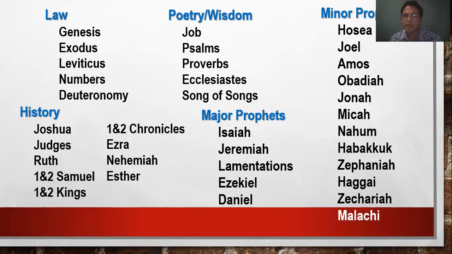And then followed by the major prophets: Isaiah, Jeremiah, Lamentations, Ezekiel, and Daniel. And the minor prophets: Hosea, Joel, Amos, Obadiah, Jonah, Micah, Nahum, Habakkuk, Zephaniah, Haggai, Zechariah, and Malachi. These are the books of the Old Testament, 39 books of the Old Testament.